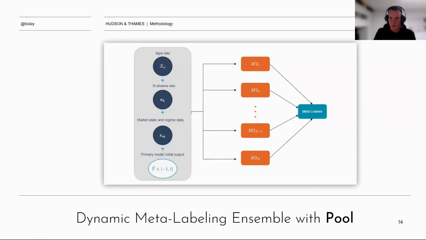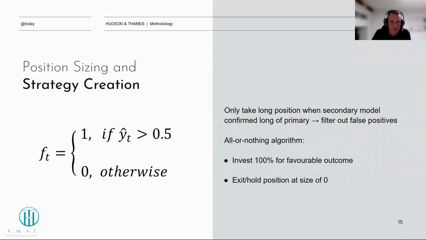And again, as in the previous dynamic ensemble, we used Nora for the dynamic ensemble selection. Okay, so then I finally come to the last part of the methodology, which is the position sizing and strategy creation. So we applied an all or nothing algorithm. So when a favorable outcome was predicted, 100% of the portfolio was invested. Otherwise, the algorithm exited or held the position size of 0.